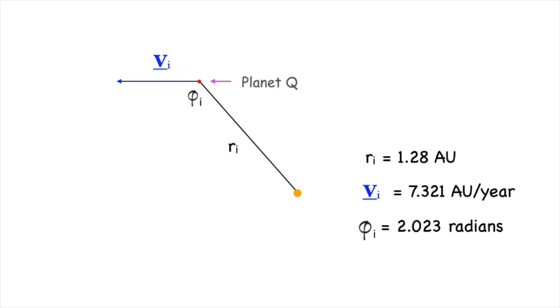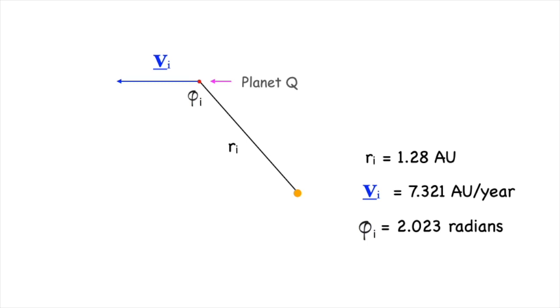These quantities all have the subscript lowercase i to indicate that they are all among our initial conditions. r sub i equals 1.28 astronomical units, v sub i equals 7.321 astronomical units per year, and phi sub i equals 2.023 radians.